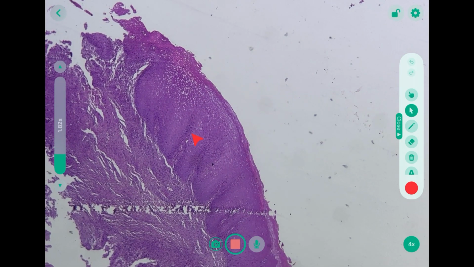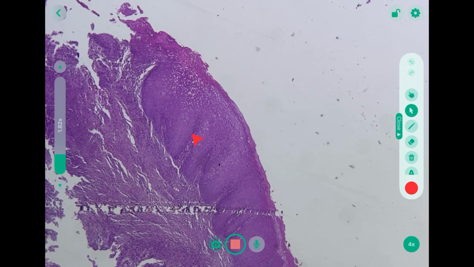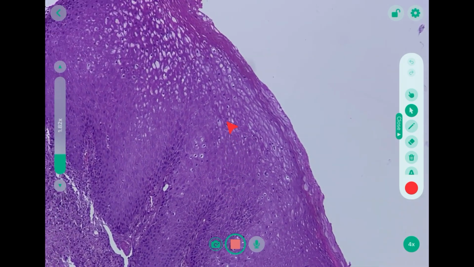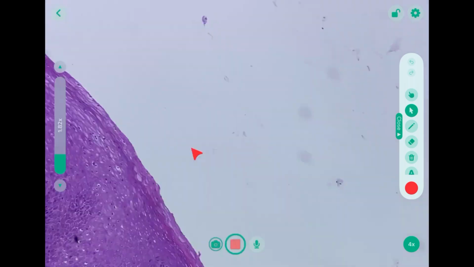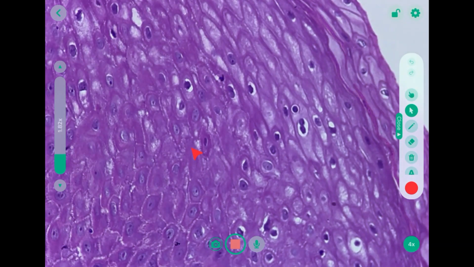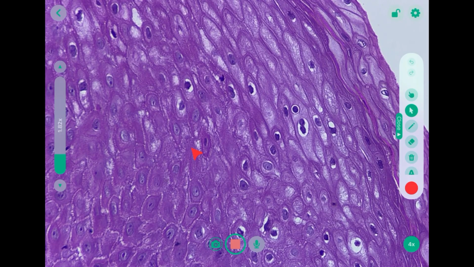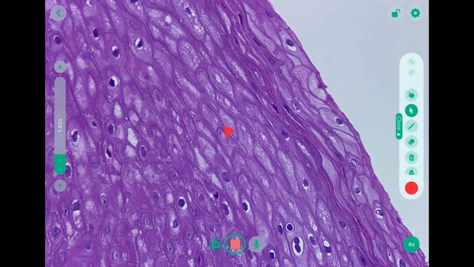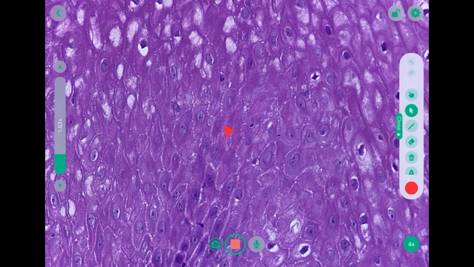So there is acanthosis, meaning this stratified squamous epithelium is proliferating, and the thickness of the stratified squamous epithelium is increased. From a low power view, we can appreciate this koilocytic change. Koilocytic change means perinuclear clearing along with enlargement of the nucleus. So both the features are here. We can appreciate prominent nucleoli here also. These features all together are called koilocytic change.